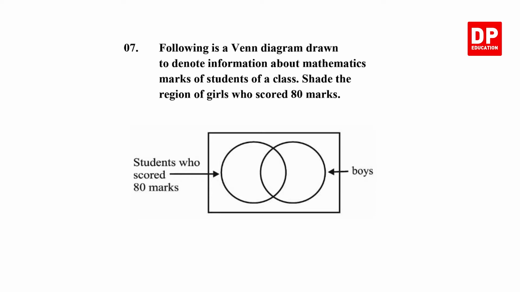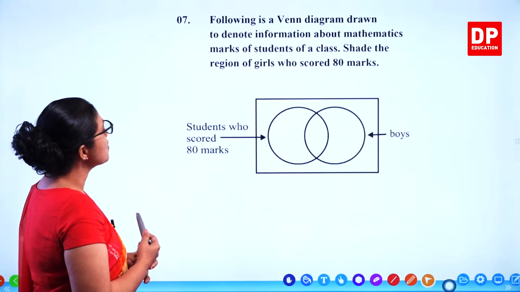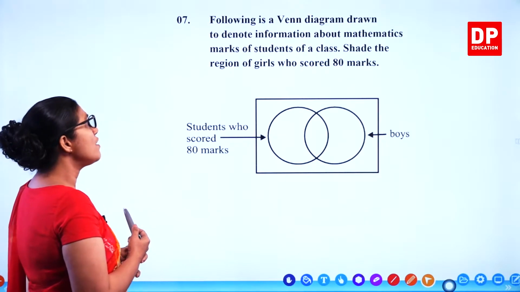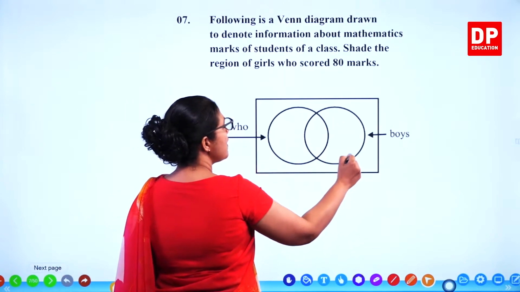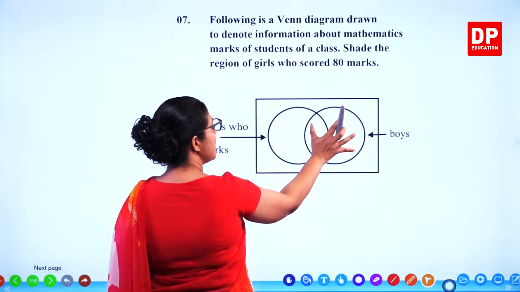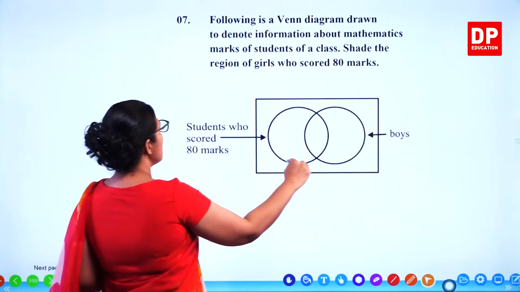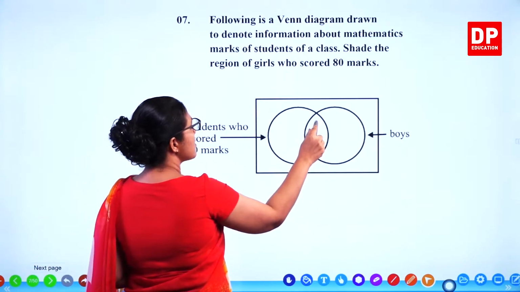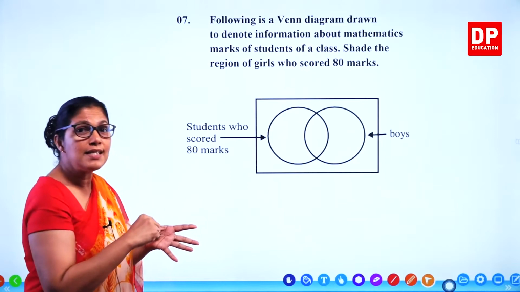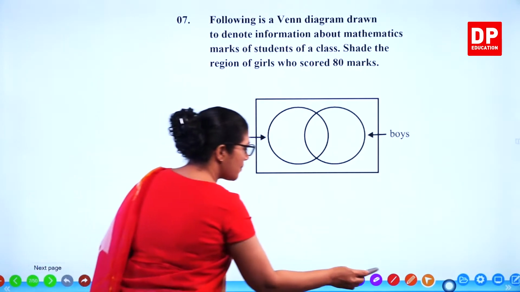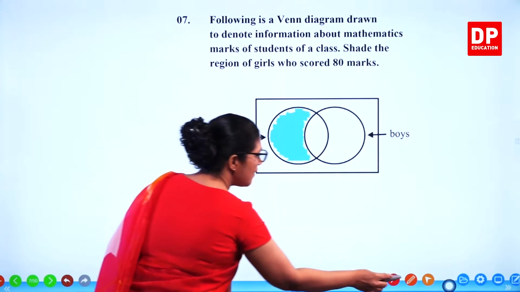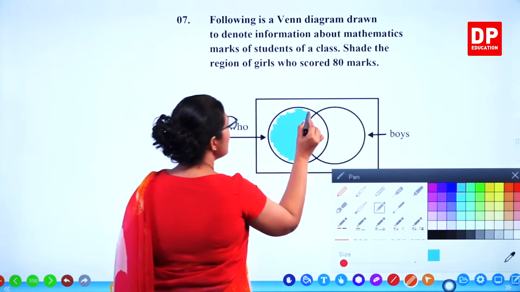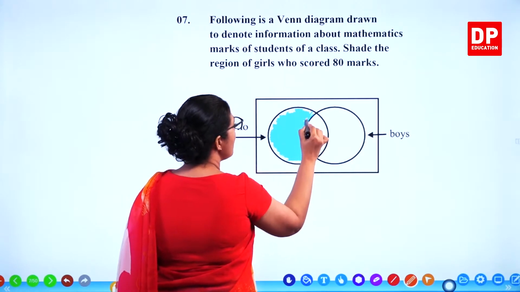Question number 7. Following is a Venn diagram drawn to denote information about mathematics marks of students of a class. Shade the region of girls who scored 80 marks. So this circle is boys. So girls means outside this. And this circle is students who scored 80 marks. So which region is girls who scored 80 marks? So that's this region. Only this region. So we'll take this one.